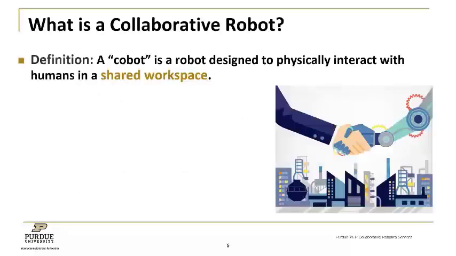So what is a collaborative robot, right? It's a robot that is specifically designed to work safely next to and among people in a shared workspace. Now, why are these robots safe? It's for a couple of different reasons. One is that they have lower payloads than standard industrial robots. So they generally can lift about the same amount as an average human being.